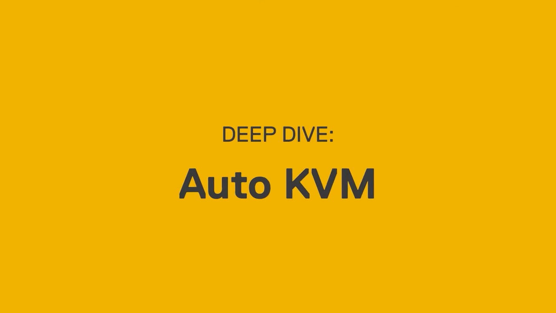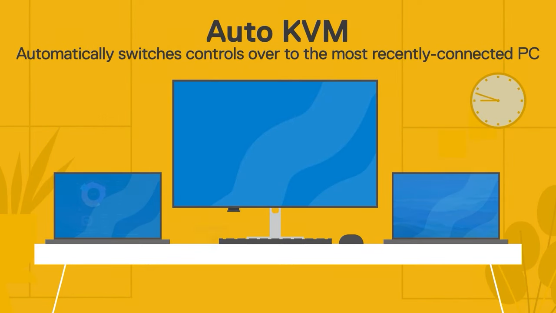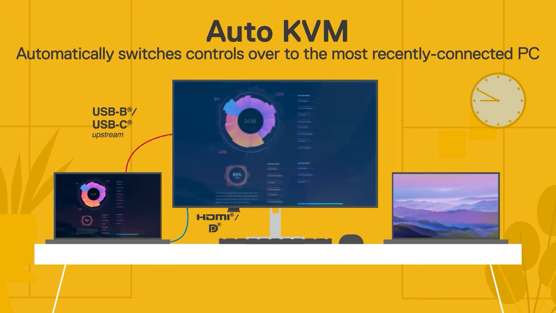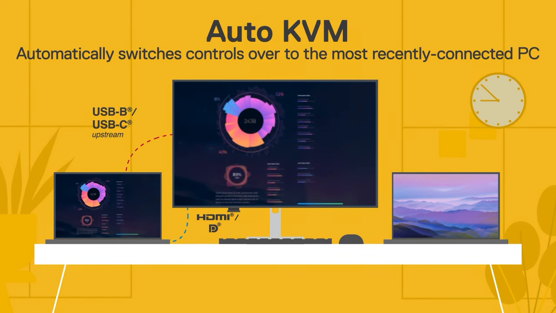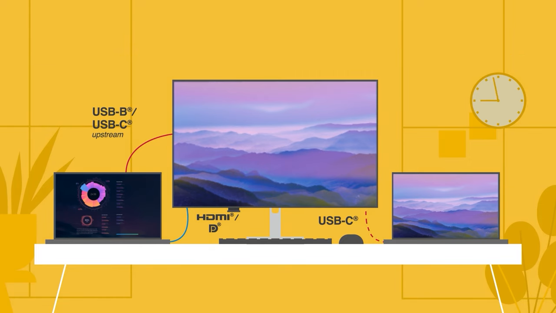Now, let's talk about Auto KVM. Auto KVM is an extension of KVM functionality, which allows for the automatic detection of a second PC being connected to the monitor via a USB-C cable. Upon detection, Auto KVM seamlessly switches controls over to the latest connected PC.